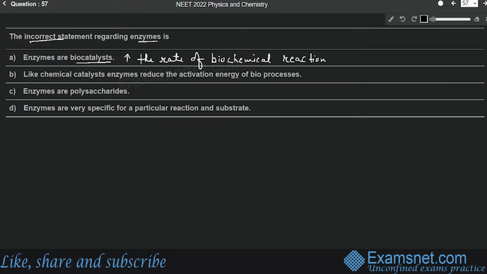Now we come to the second one. Like chemical catalysts, enzymes reduce the activation energy of bioprocesses. Again, this is a correct statement. So suppose this is the graph showing the reaction.